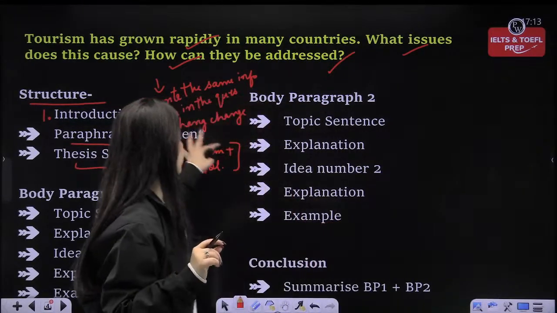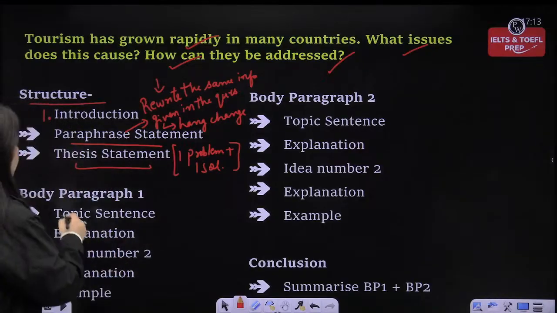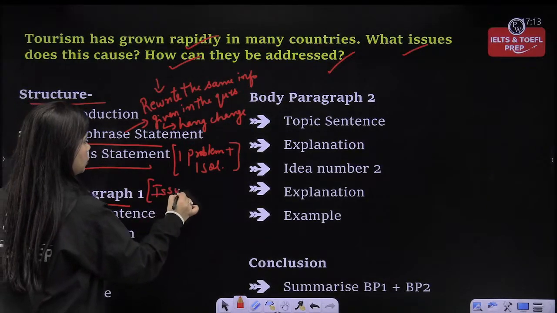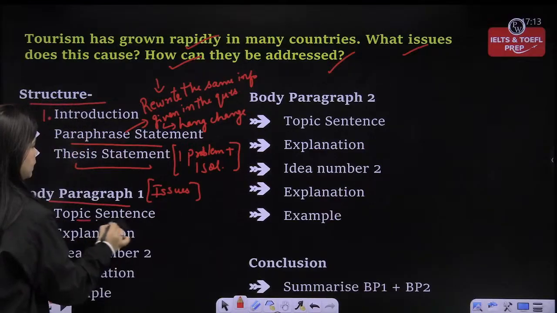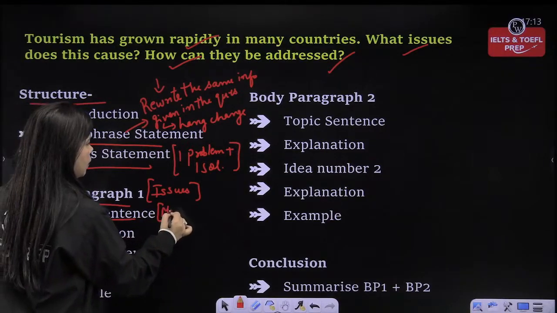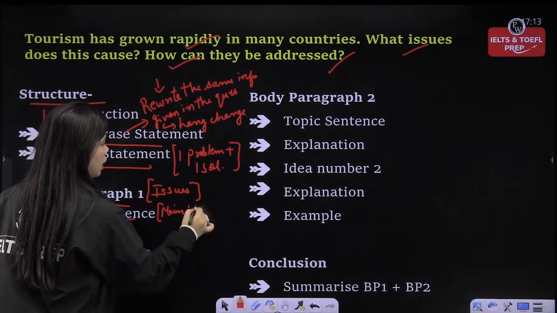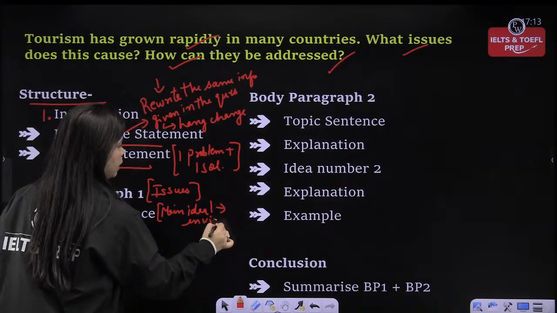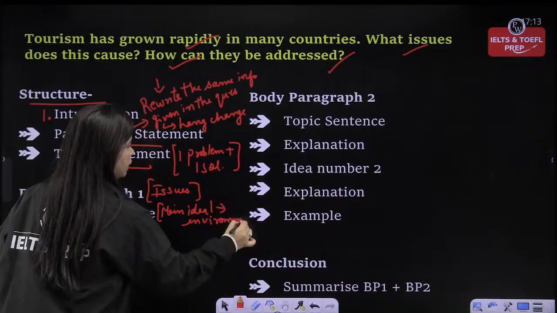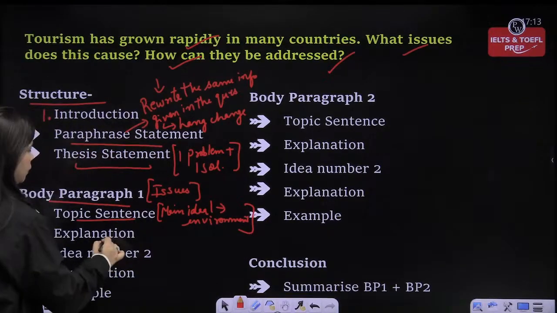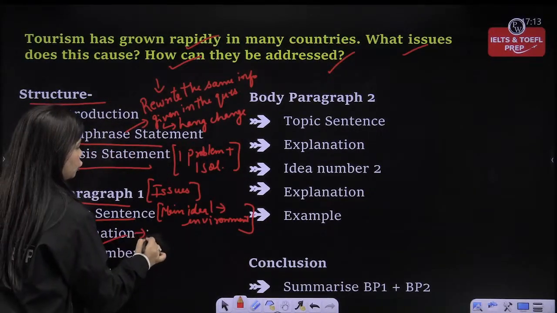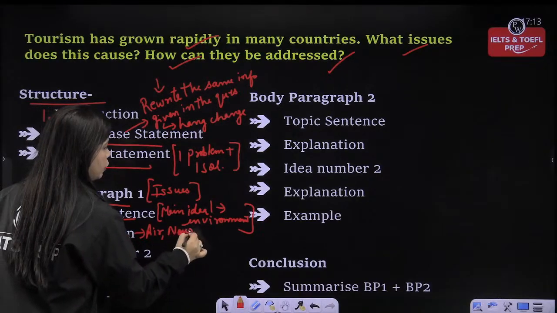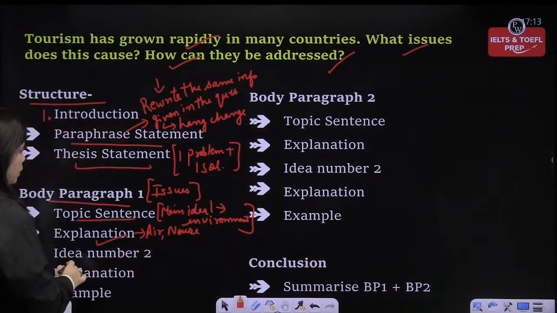Now this becomes your introduction paragraph, and then comes your body paragraph 1, which is going to be on issues. Now topic sentence means main idea number 1. Now what was our main idea number 1? It was on environment, environmental degradation. We will write that as one full-fledged sentence, and then we will explain it. In explanation, we can talk about air pollution and noise pollution and how they trouble the locals residing over there.